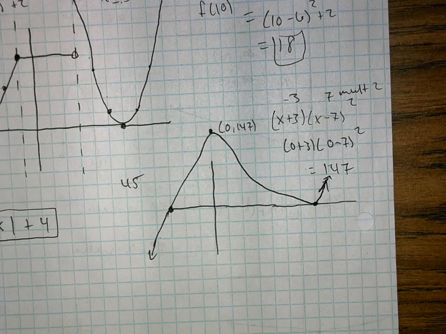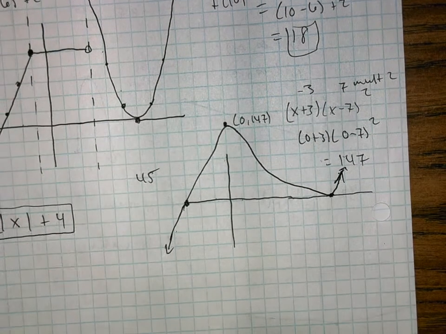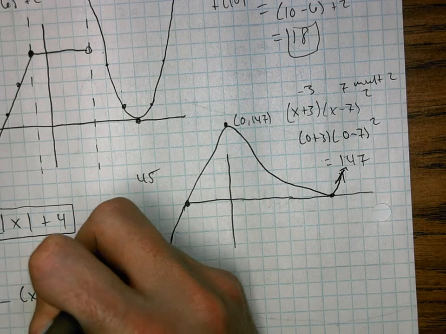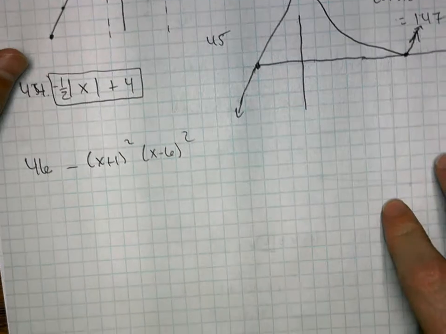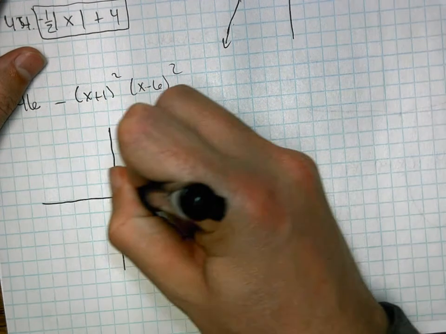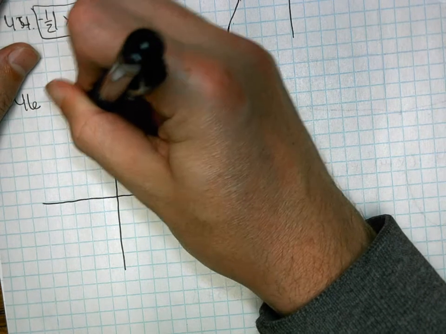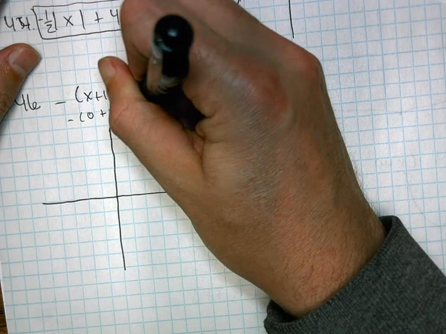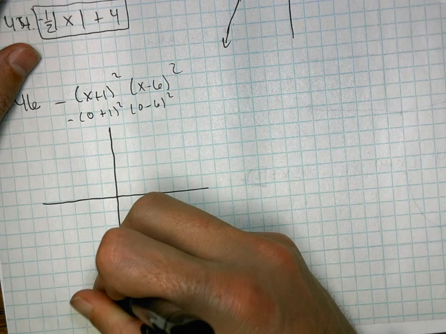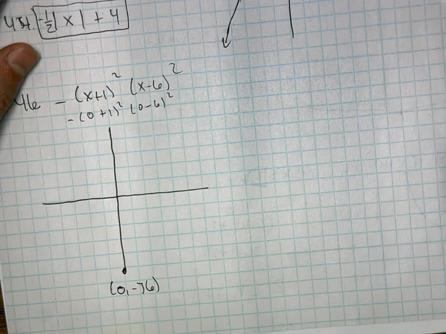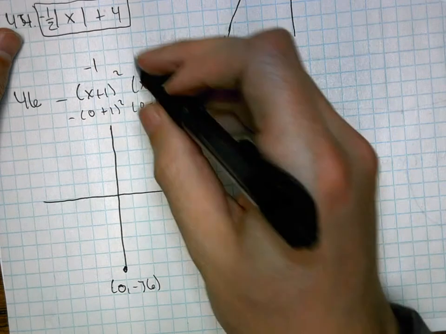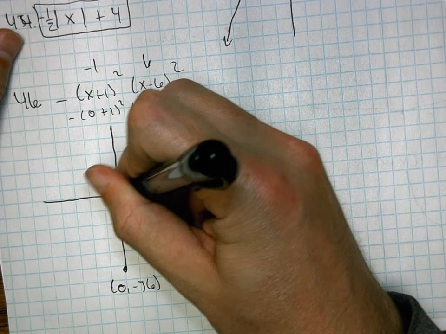46. Negative x plus 1 squared, x minus 6 squared. Again, let's find our intercept first. Negative 0 plus 1 squared, 0 minus 6 squared, comes out to negative 36. Our y-intercept is somewhere down here at 0, negative 36. And our zeros are at negative 1 and positive 6. Both of them, 1, 2, 3, 4, 5, 6, both of them have multiplicity 2.